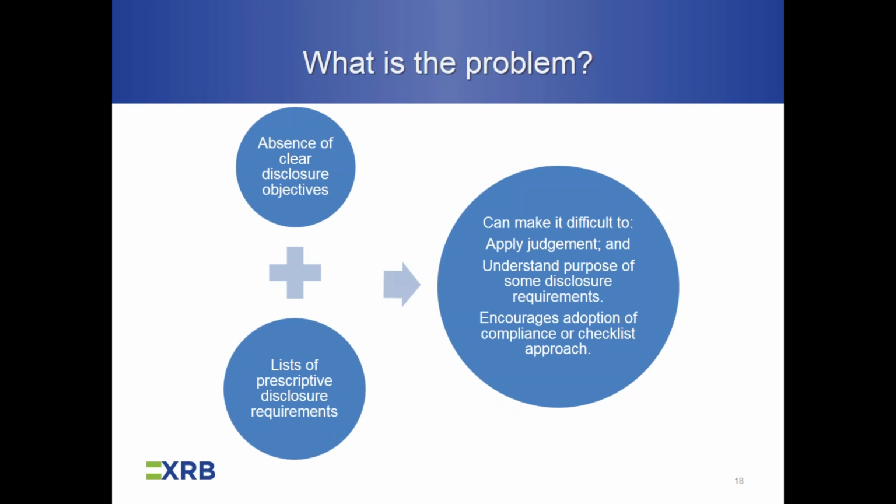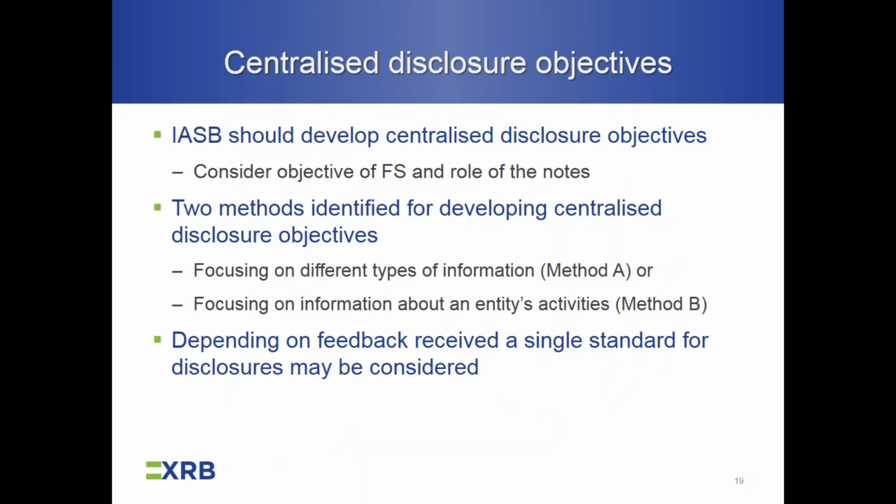Applying judgment is hard because some disclosure requirements use overly prescriptive language, for example, shall disclose and at a minimum, which encourages the adoption of a compliance or checklist approach to disclosure. There are also some inconsistencies and unclear relationships between disclosure requirements and IFRS standards. Where IFRS standards do contain disclosure objectives, those objectives have largely been developed in isolation. Section 7 of the discussion paper suggests that disclosure objectives could be improved if they are developed using a common basis, for example, on the basis of a single set of disclosure objectives, rather than focused on individual standards.